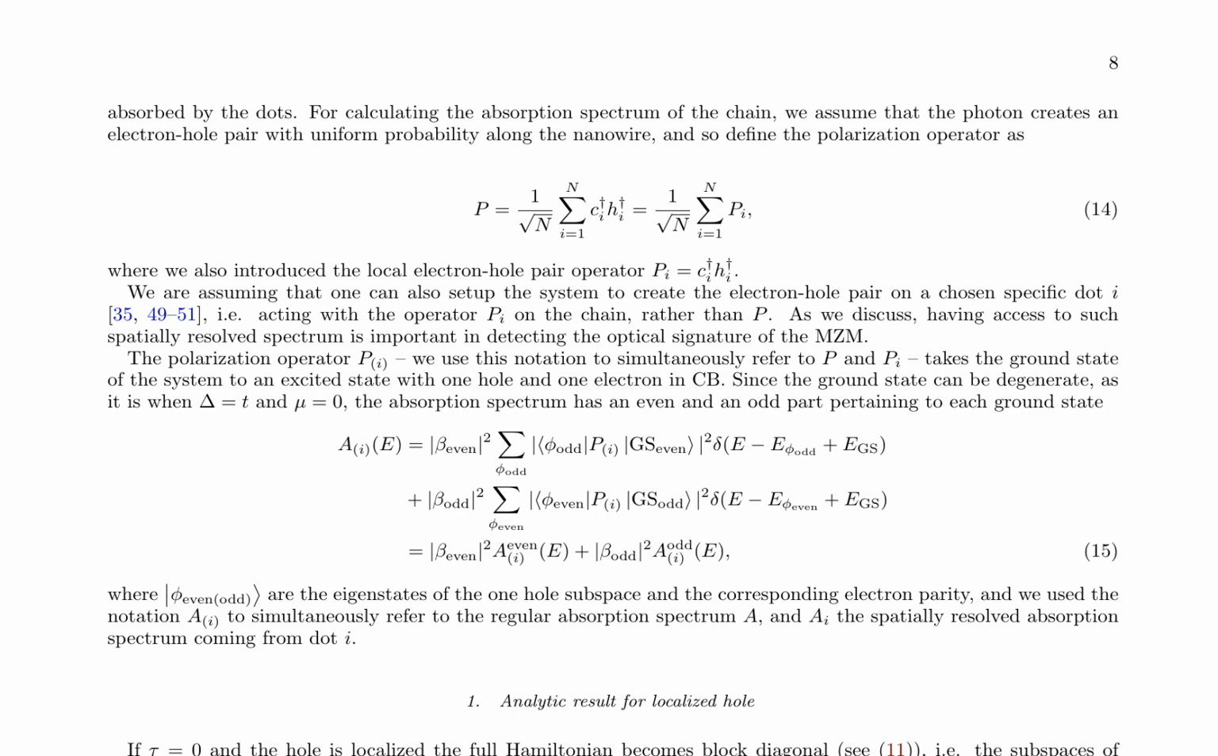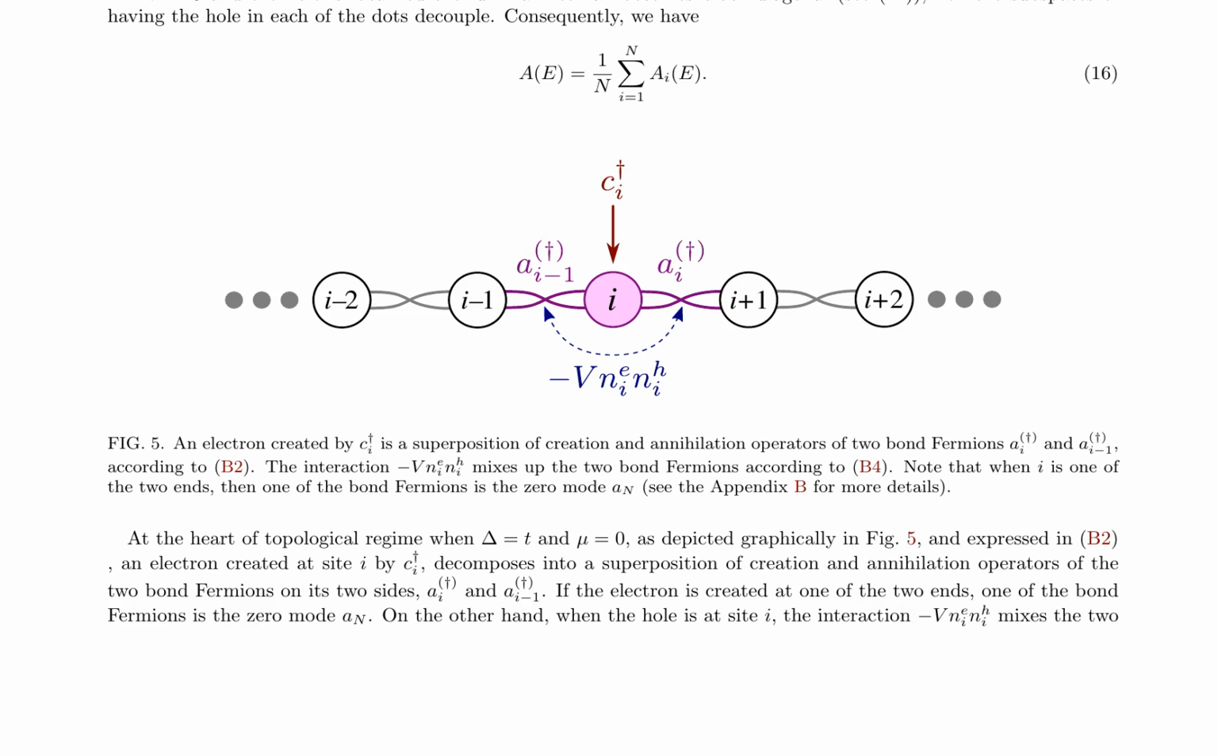The absorption spectrum A(E) is derived as a sum of contributions from each dot, comprising even and odd parts corresponding to different ground states. In the case of a localized hole and zeroed triplet pairing tau, the full Hamiltonian becomes block diagonal, simplifying the expression for A(E) as a sum of individual dot contributions.